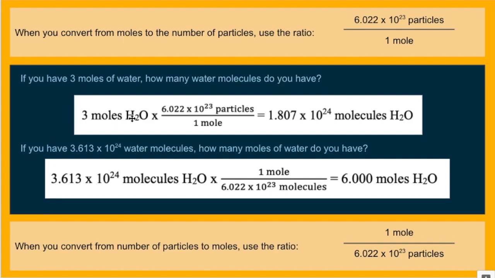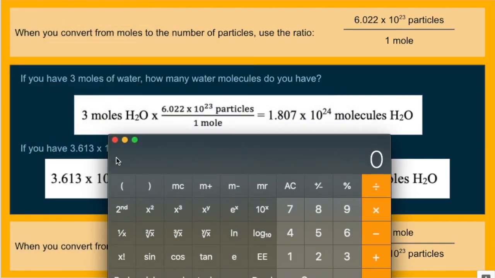Okay, so back to this problem. We're starting with 3 moles of water. We're going to use our ratio because we're trying to get to particles from moles, so we're going to use this ratio: 6.022 times 10 to the 23rd divided by 1 mole. Okay, and this is what we get. So I want to show you how to use the calculator in order to solve this, just because some people are not as familiar with using the scientific notation on their calculator.